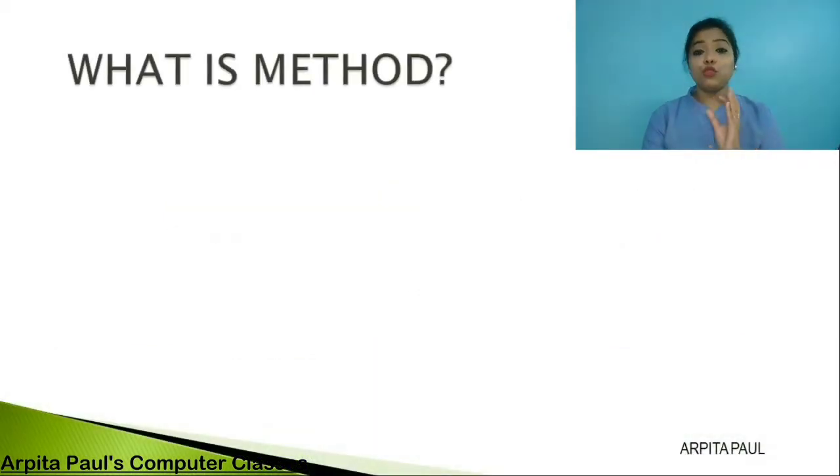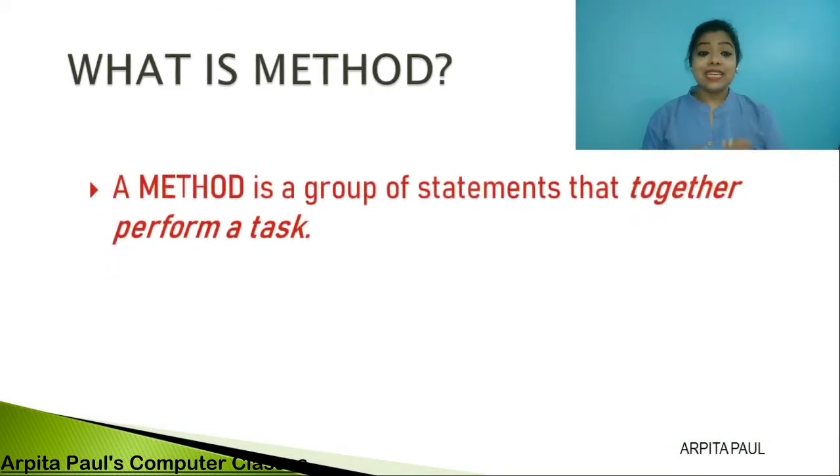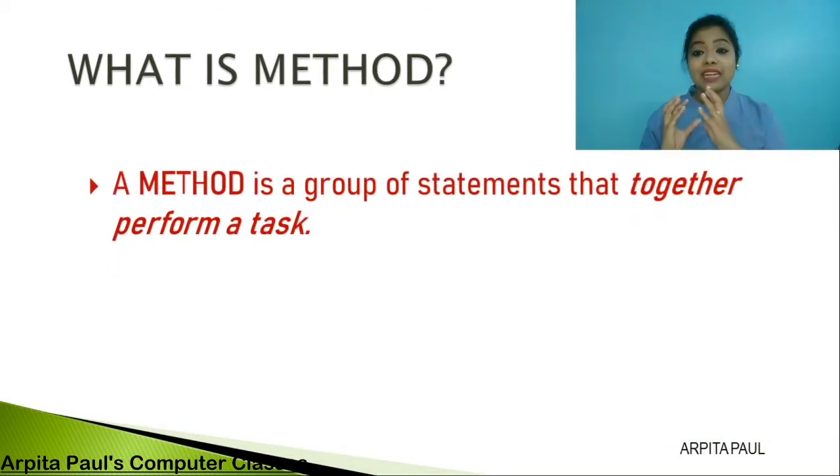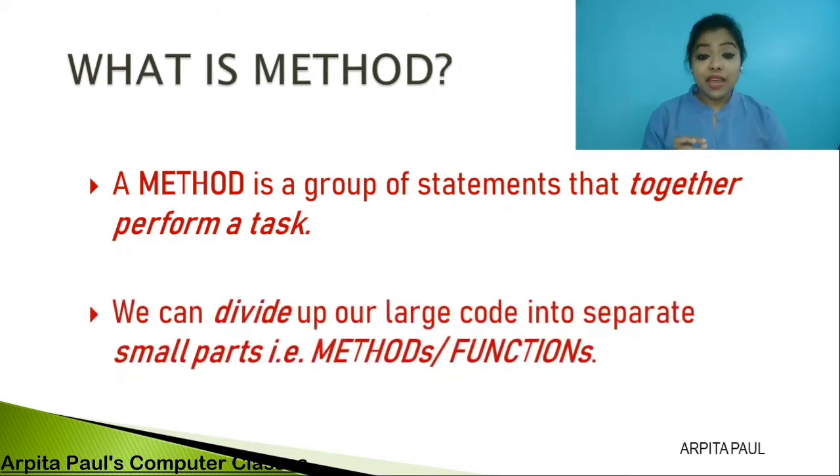So first thing you need to know is what a method is. Basically, a method is a group of statements that together performs a task. We can divide our large code into separate small parts, that is methods or functions. When we have a big block of code, we separate the full program into small parts, and each of those small parts is a function or method.